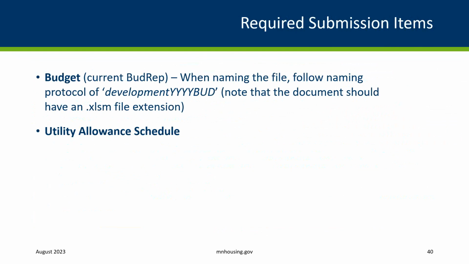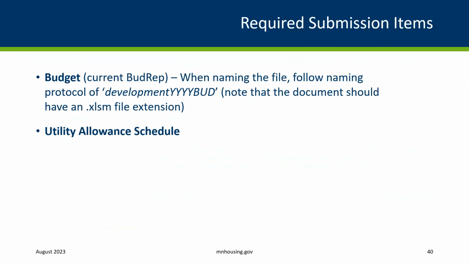You will need to submit the following to Minnesota Housing. Workbook that shows the current date on the instructions tab. When naming the file, follow the naming protocol of name of development 2024 BUD. For our sample budget that we have used during this tutorial, the file name would be Sample Apartments 2024 BUD. Make a note that the file has a .xlsm extension. If it does not, you may not be using the correct version.